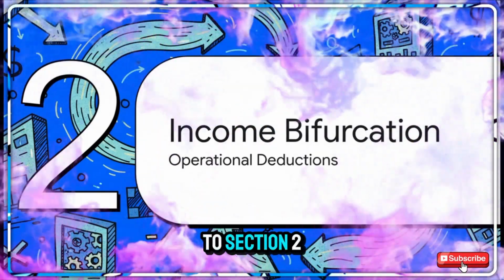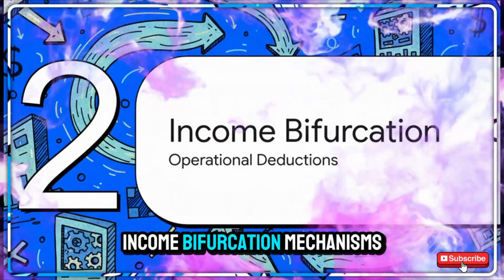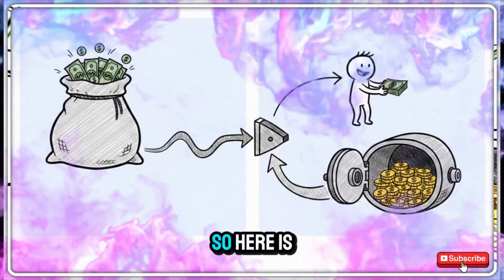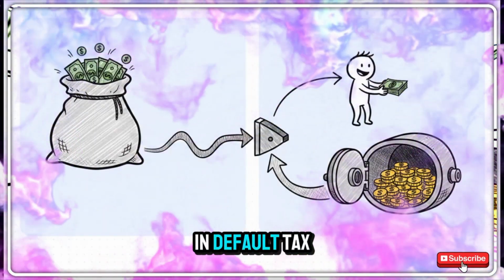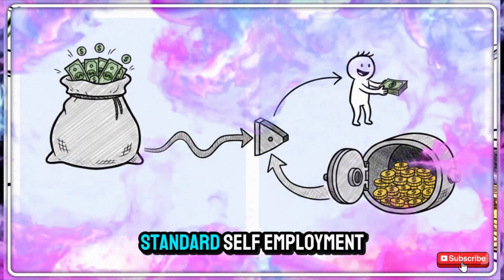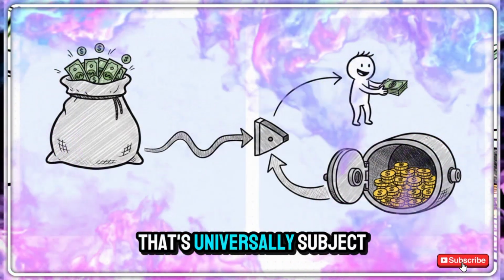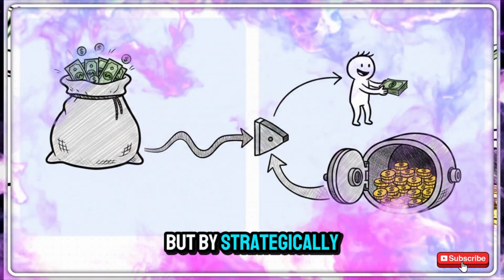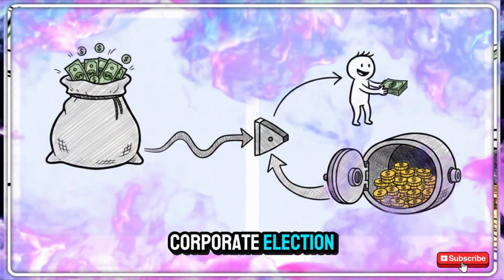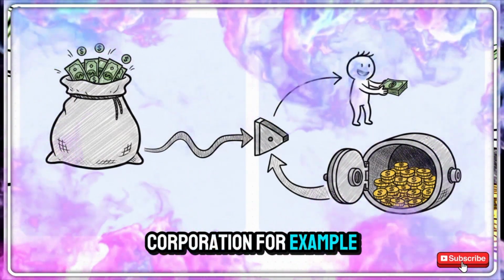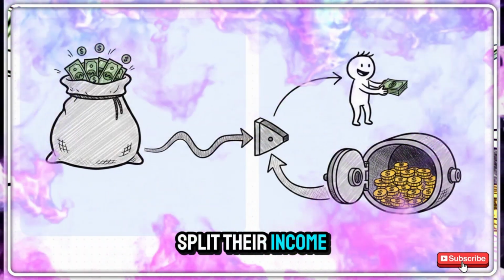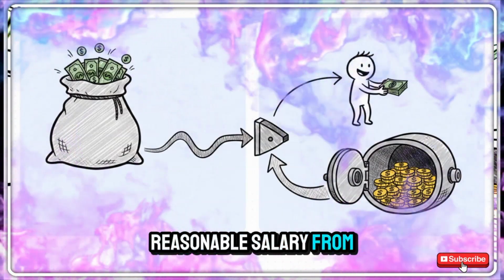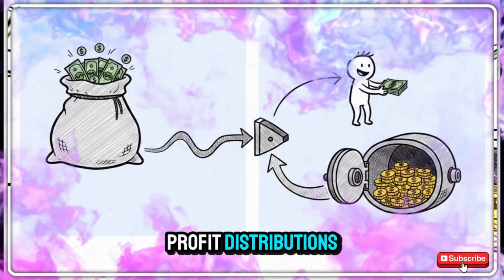Moving right along to Section 2, Income Bifurcation Mechanisms, Operational Deductions. Right, so here is a crucial contrast in default tax treatments. Standard self-employment income is universally subject to self-employment taxes. But by strategically using a specific corporate election, like an S-Corporation, for example, an operator can split their income. You legally separate a so-called reasonable salary from your remaining profit distributions.